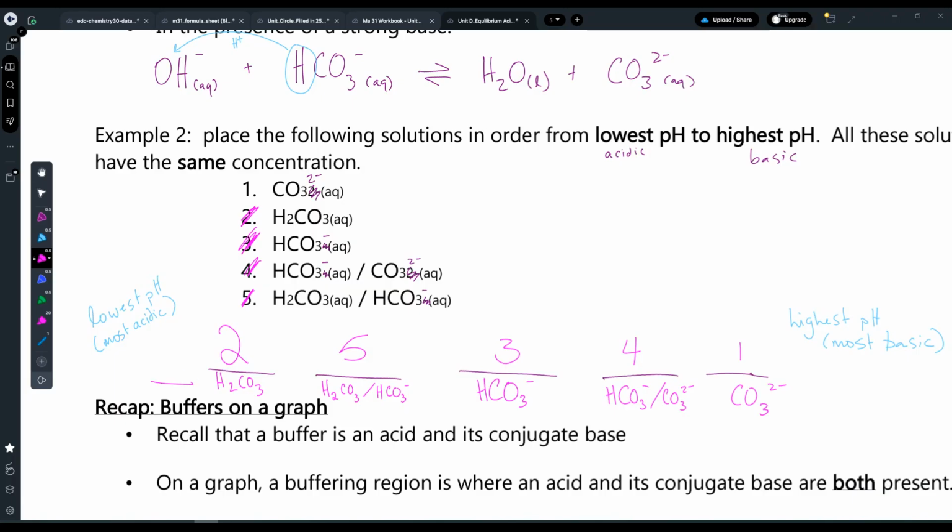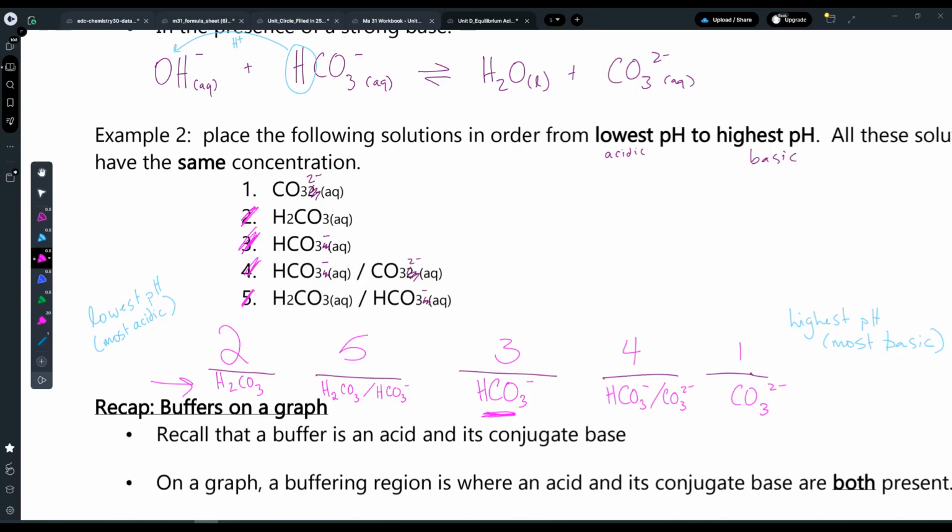Okay, so again, just to notice across the board here, the solution with the lowest pH from all of these choices was the one that had the most hydrogens in a compound. Whereas the next most acidic solution had a mix of our carbonic acid with hydrogen carbonate, which could act both as an acid or a base.